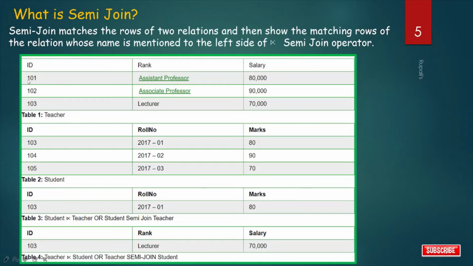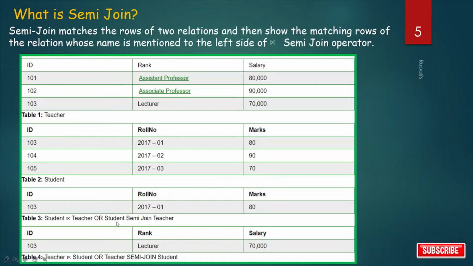This is ID, see the IDs 101, 102, 103. Here 103, 104 and 105. So which one is common? 103. And which table is on the left side? It is the student table. See, student semi-join teacher. So you have to fetch this row only. So ID is 103, roll number is 2017-01 and marks is 80.